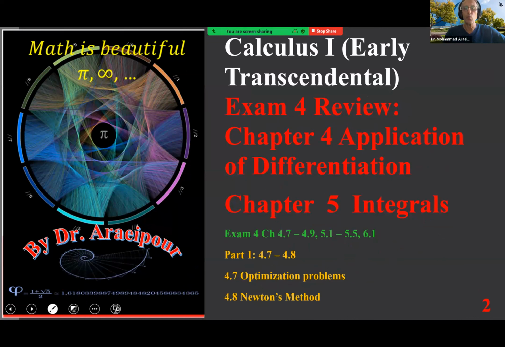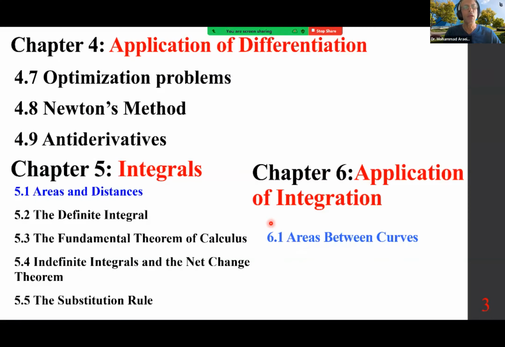Here's part 1. We are going to cover 4.7 and 4.8. 4.7 is optimization problems. 4.8 is Newton's method. So here's chapter 4, what is left of it: optimization problems, Newton's method, antiderivatives.